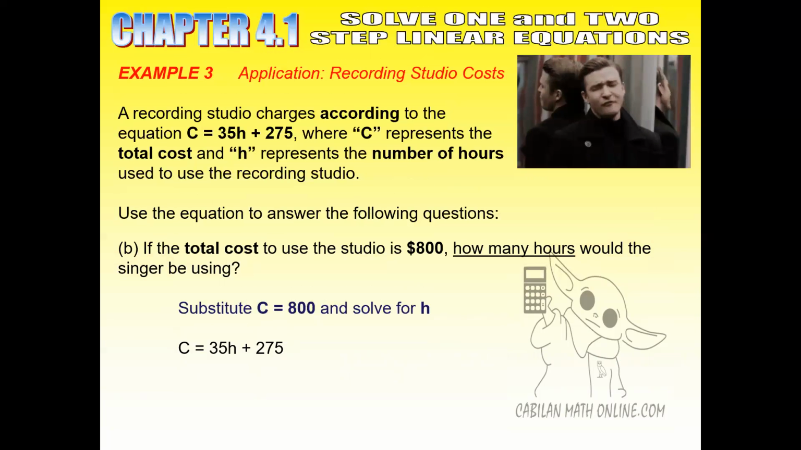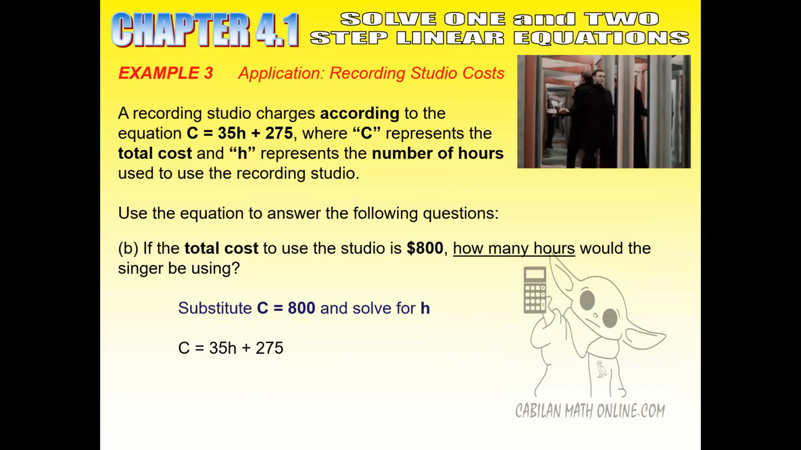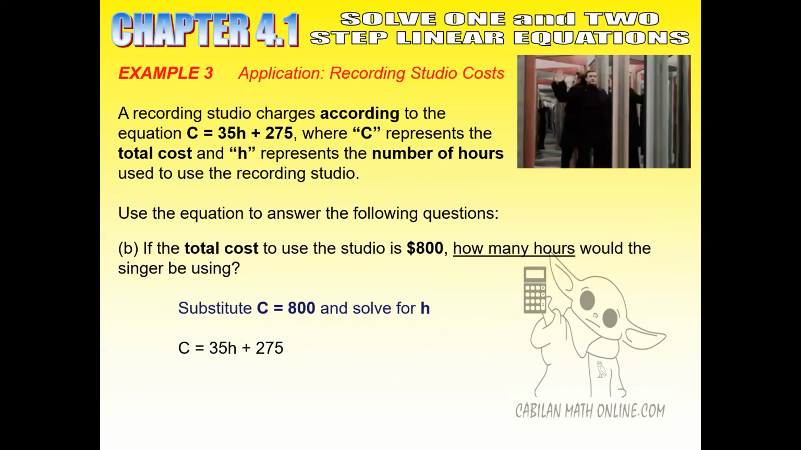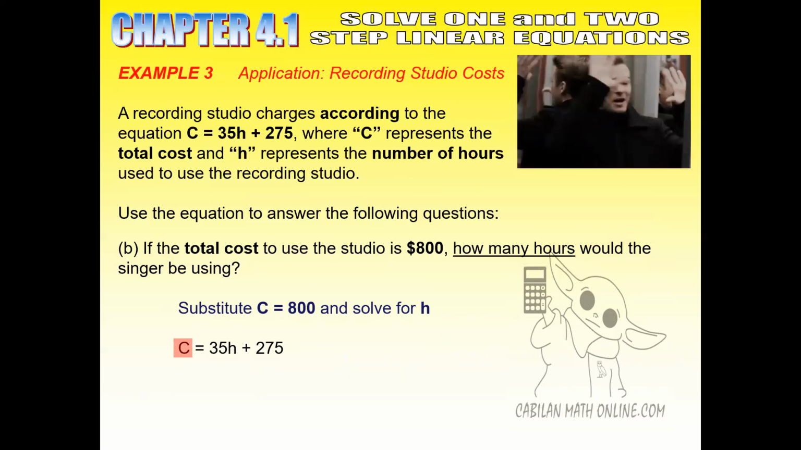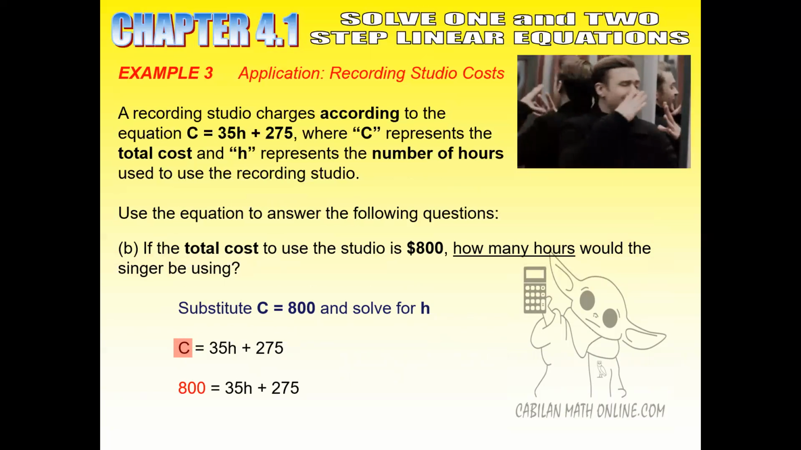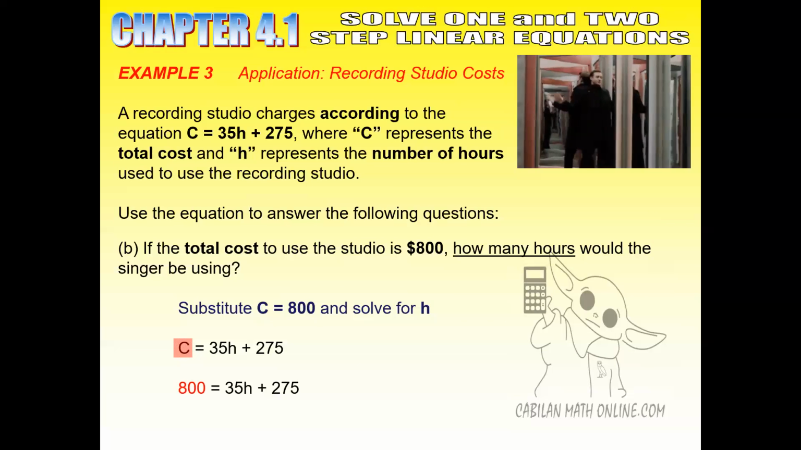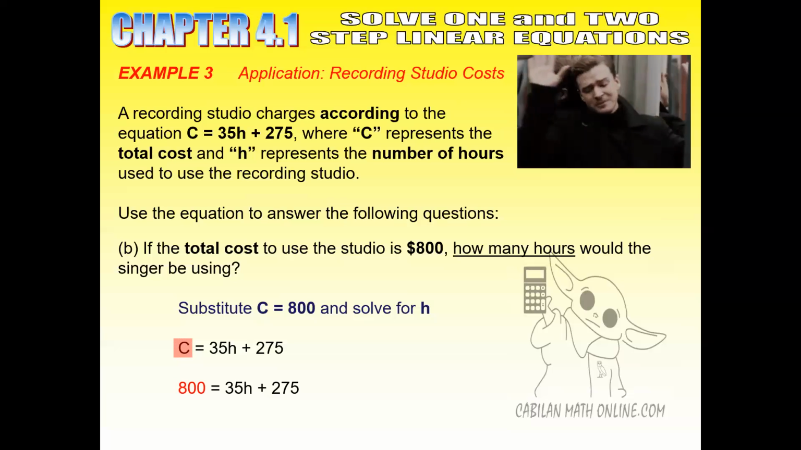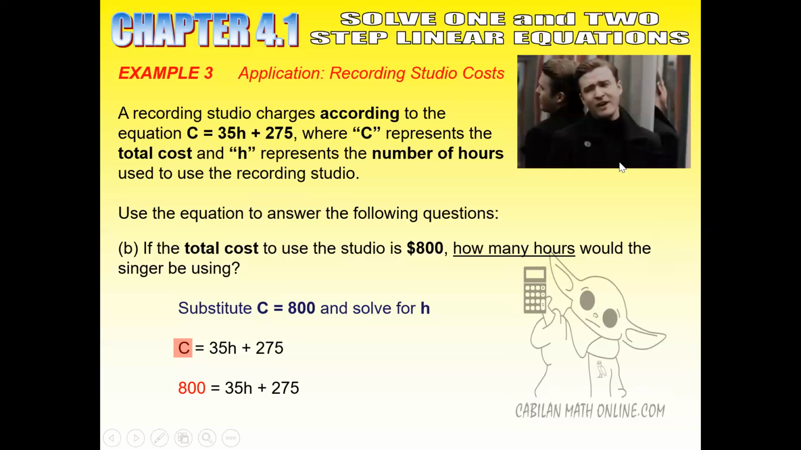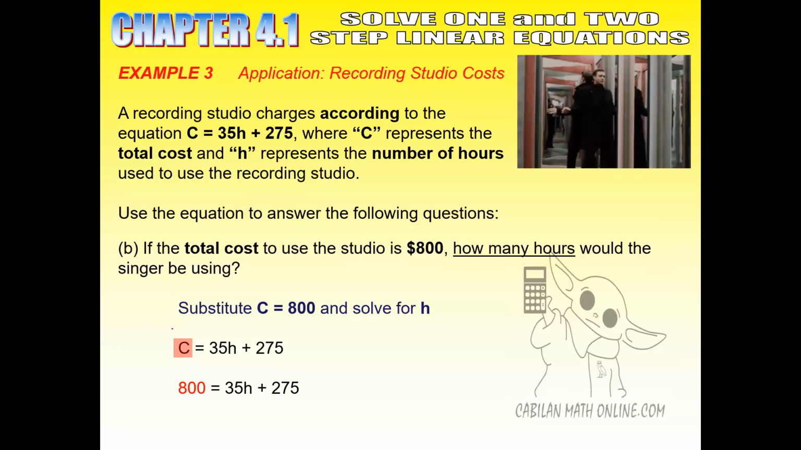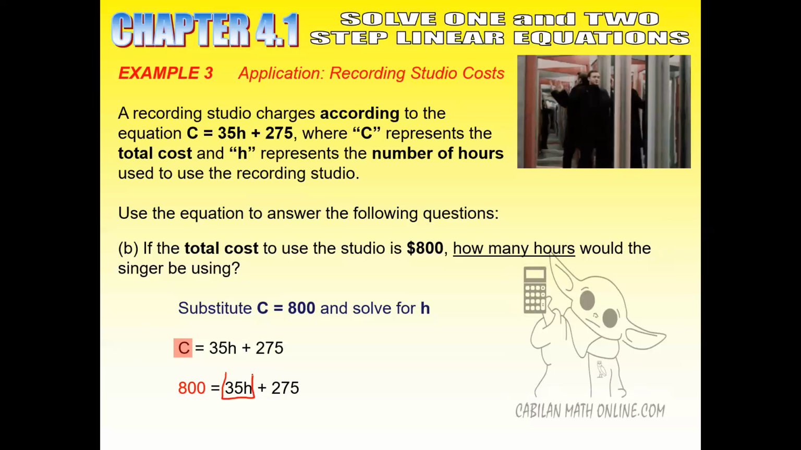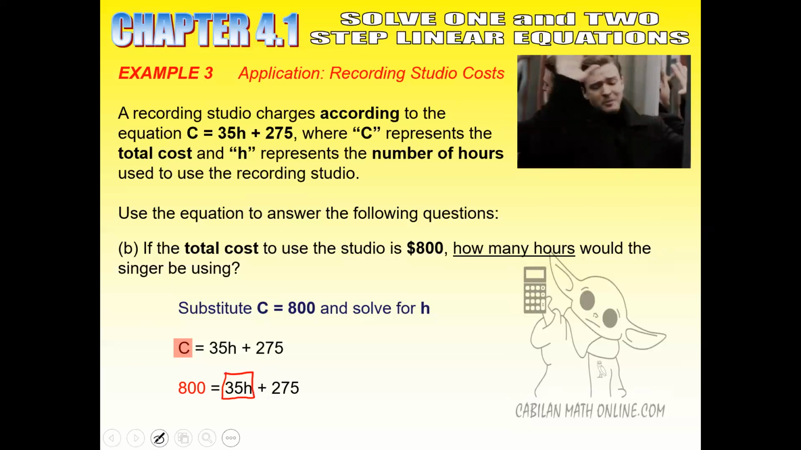So in this case, instead of replacing H, we're now going to replace C with the 800, because that is now the total cost. This is where it gets a little bit tricky, because up until now, we're used to seeing the letter on the left side. Math is one of those languages where you can read things from left to right and right to left. The reason I'm pointing that out is that we're going to leave the 35H exactly where it is. I'm going to put a box around that as a reminder that we're not going to touch it until we have to deal with it.